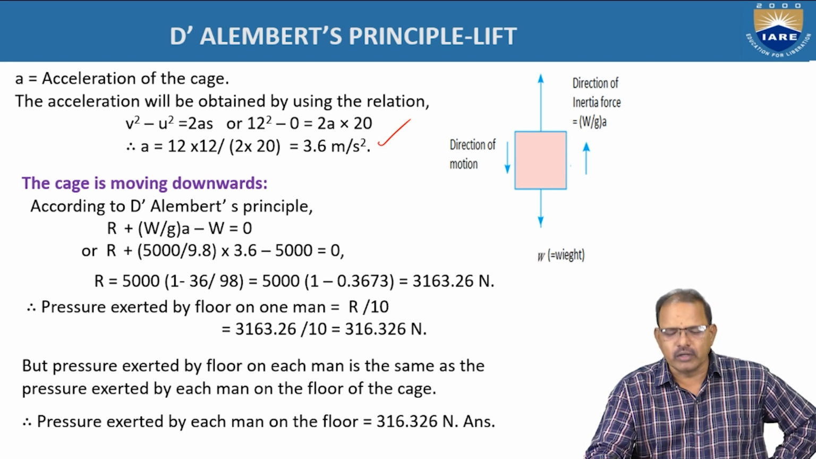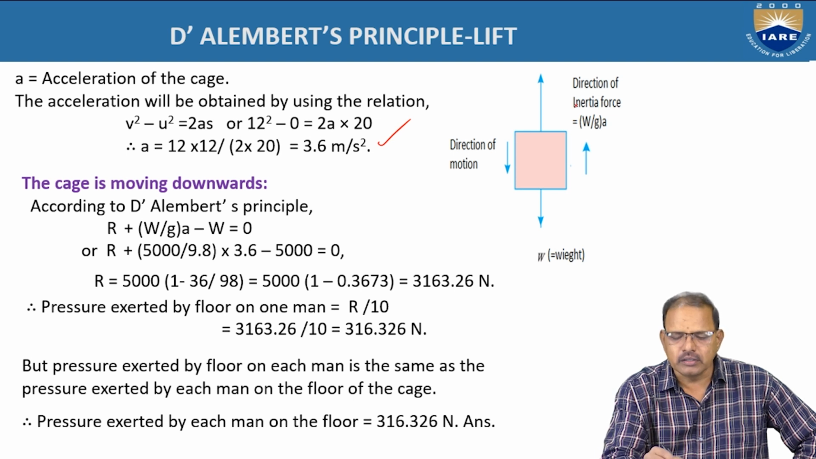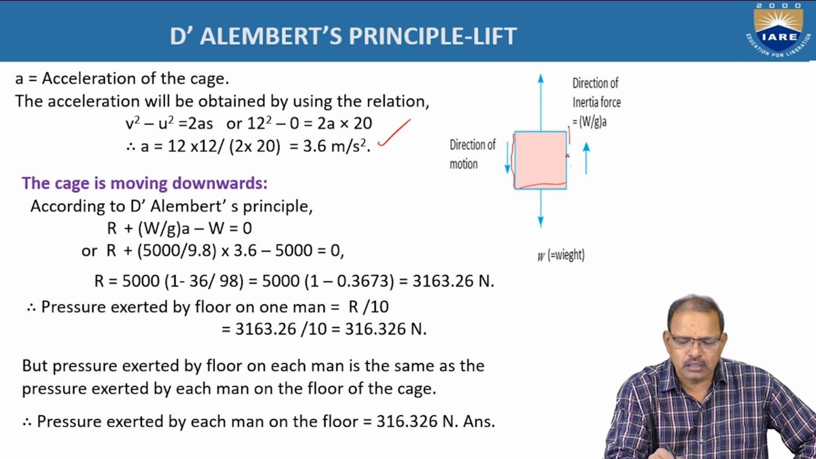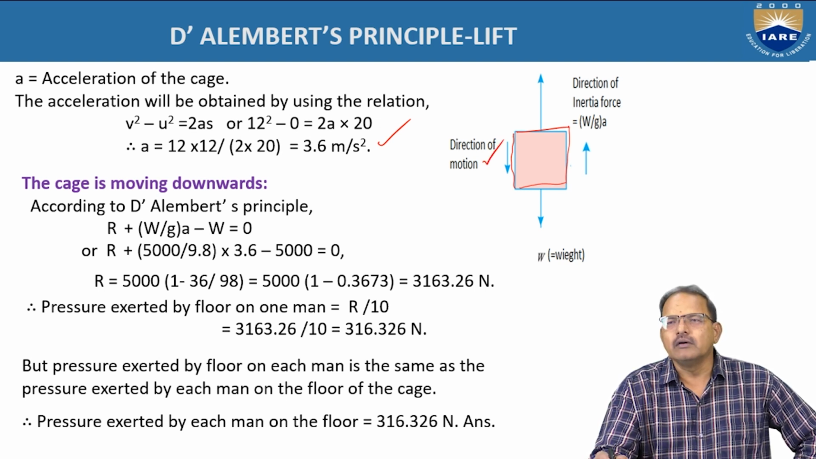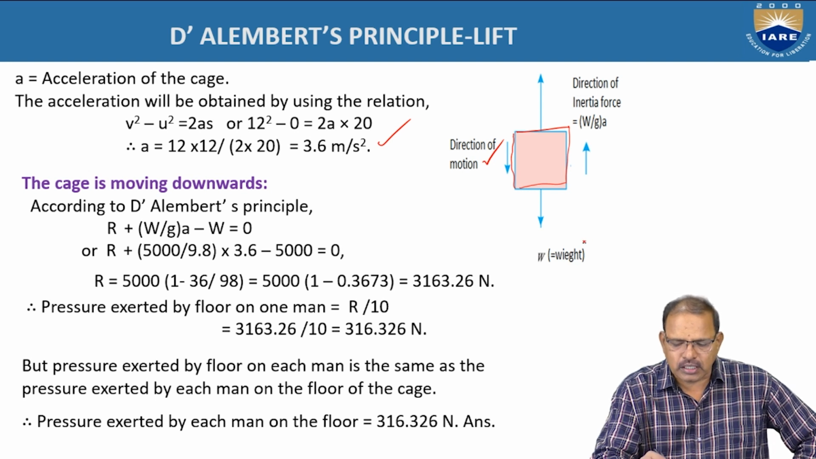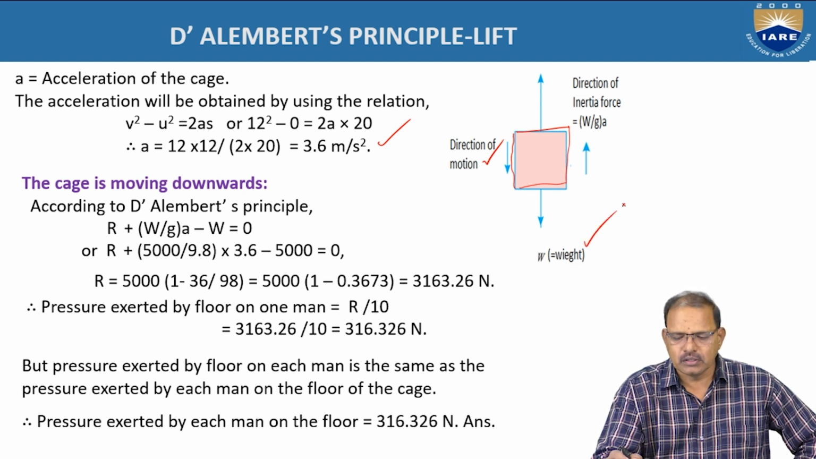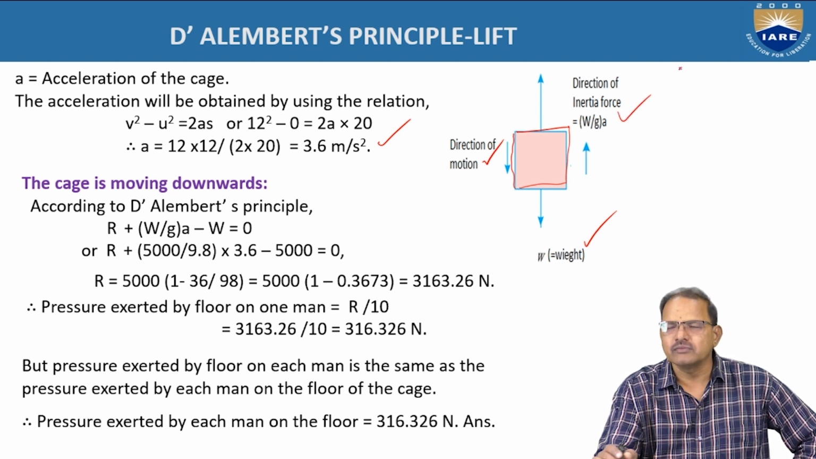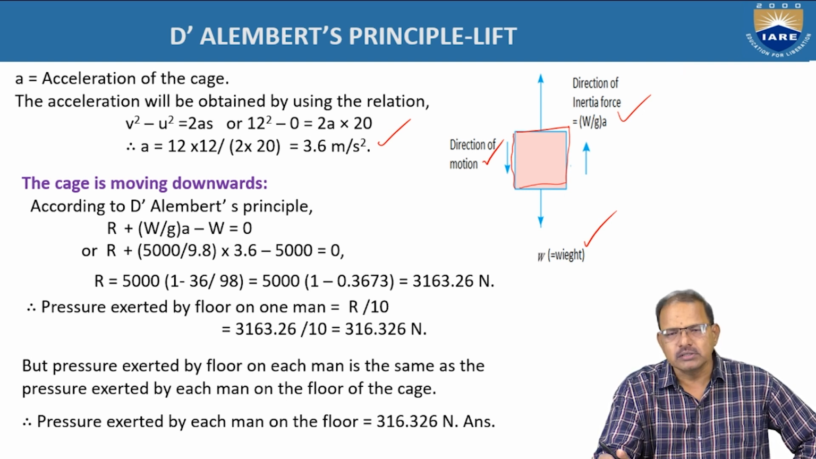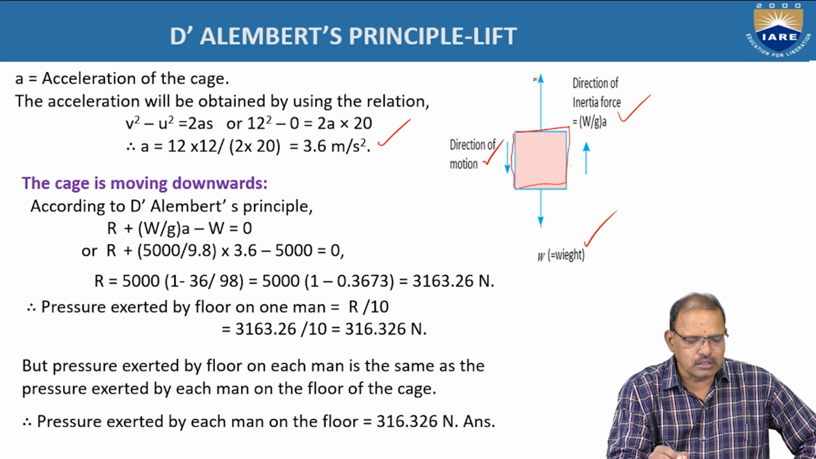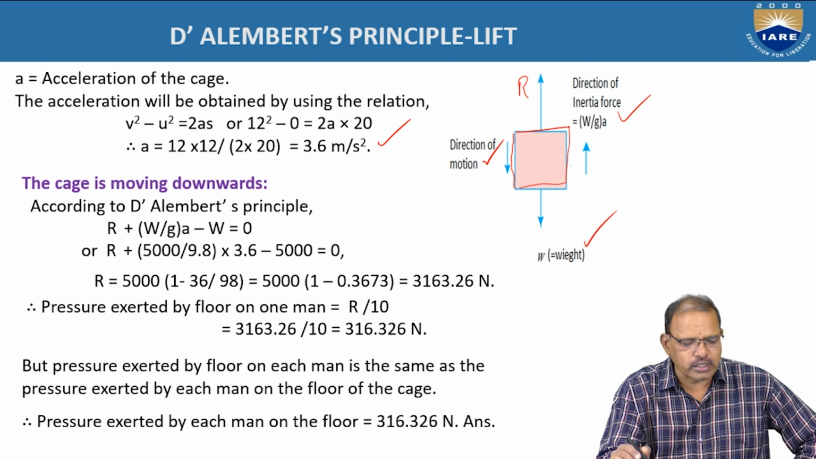When a cage is moving in downward directions now, here we take that cage is there, it is moving in downward directions. Here the weight of the persons as well as the cage is acting in downward directions. Since the cage is moving downward directions, the inertia force always acts in opposite directions, in which the body is tending to accelerate. So it is upward directions, which is equal to W by g into a. And R, assume it is nothing but tension in the rope, it is also acting upward directions.